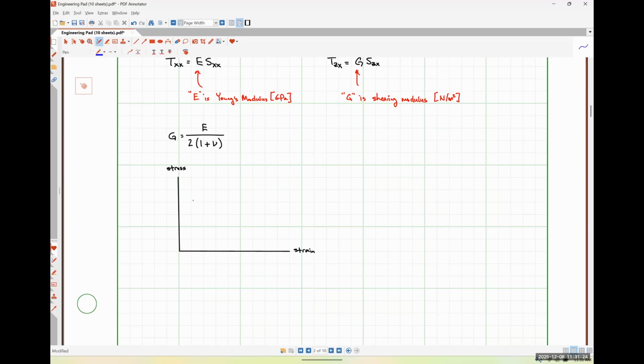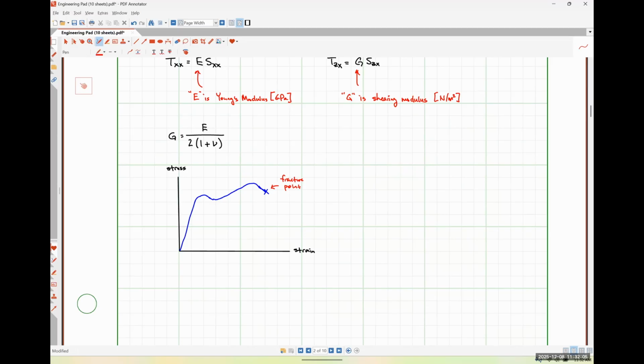So I'm going to start off with a region where things are looking pretty linear, if I were capable of drawing a straight line. Then we're going to see some changes like so. I'm going to put this X point right here, where this represents the fracture point, where our material can no longer deform and it literally breaks.